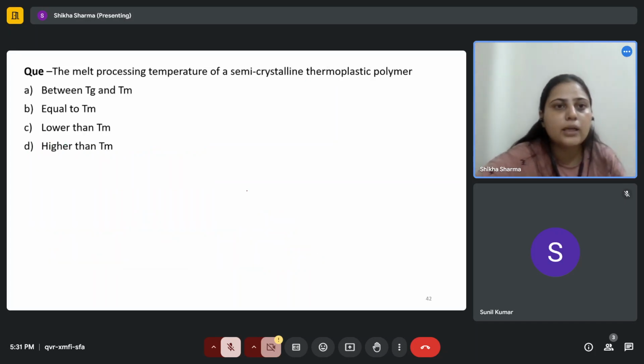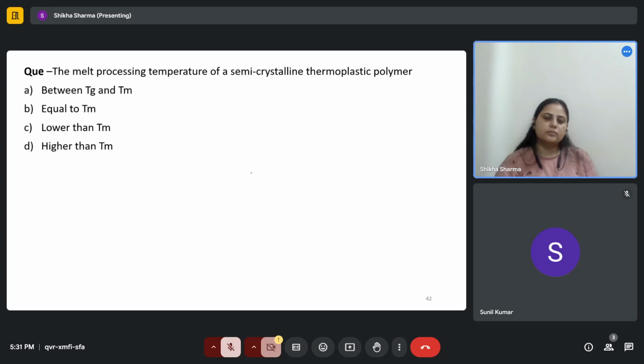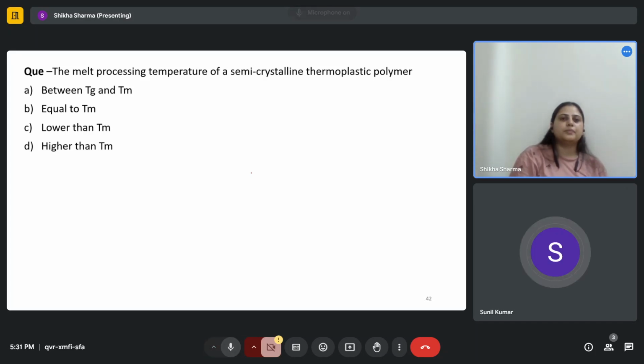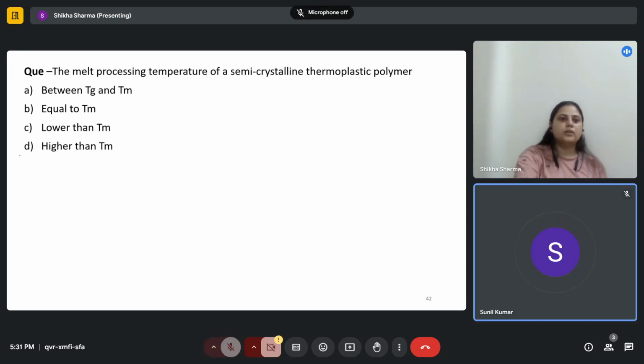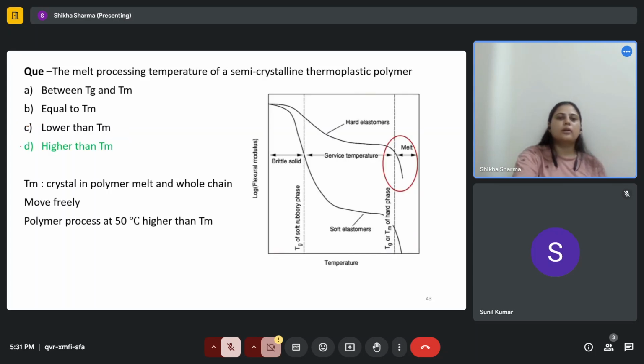Next question: the melt processing temperature of a semi-crystalline thermoplastic polymer is in between Tg and Tm, equal to Tm, lower than Tm, or higher than Tm. Melt processing temperature of a semi-crystalline thermoplastic polymer. You are saying option C, but actually it is not correct. Option D is correct. Why?